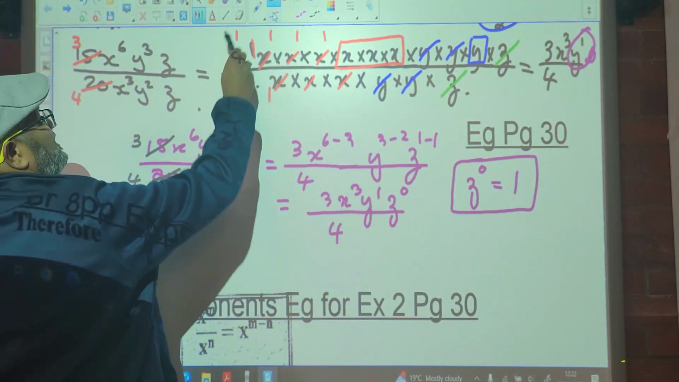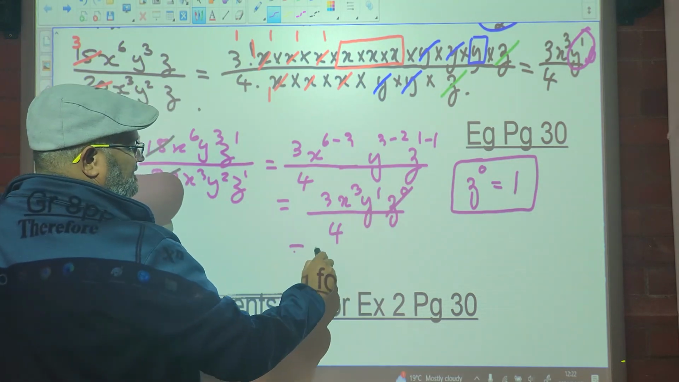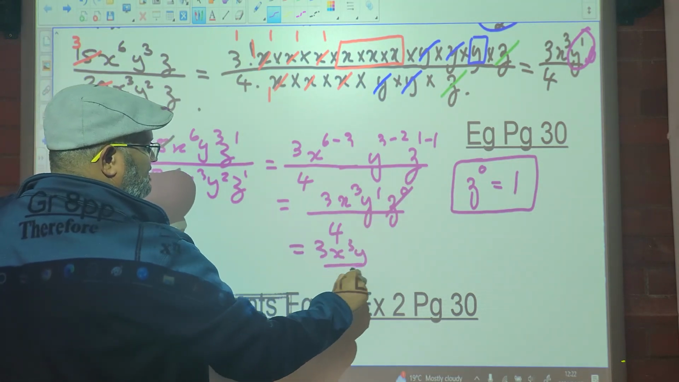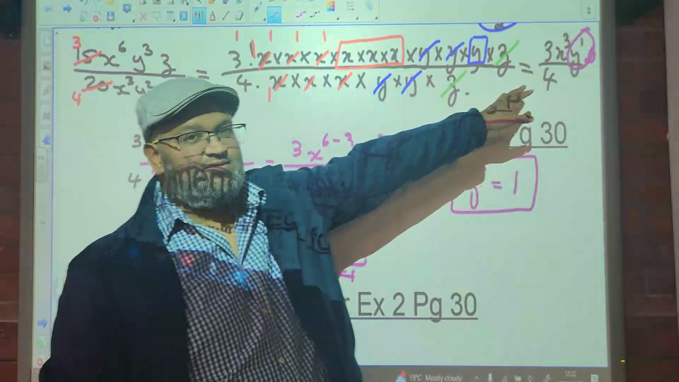This now gives us an answer of, if that becomes 1, 3x cubed y over 4. Which is exactly as we have it.